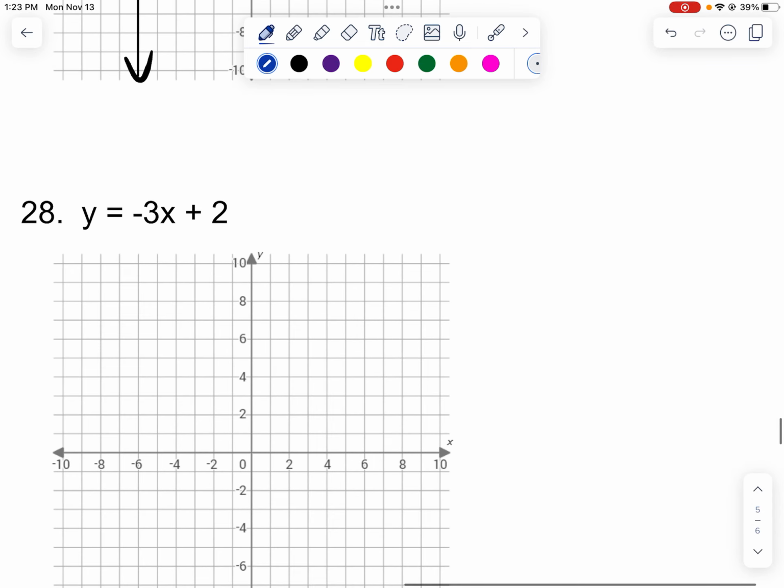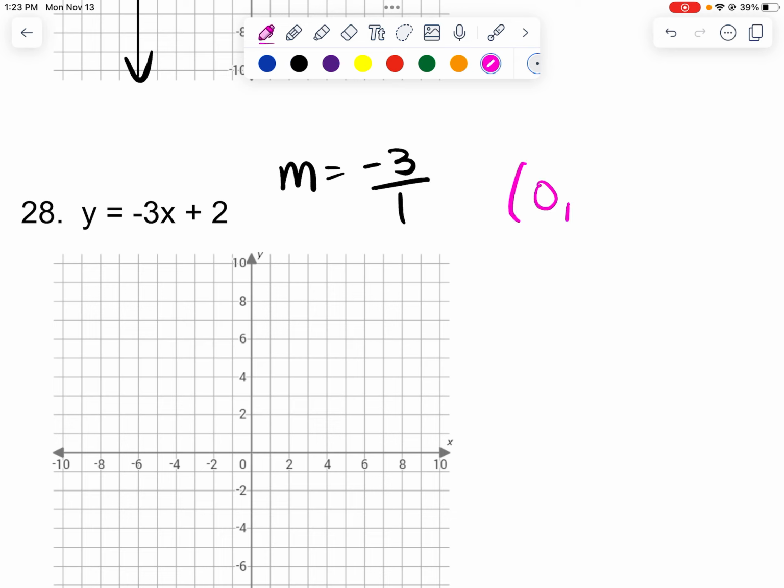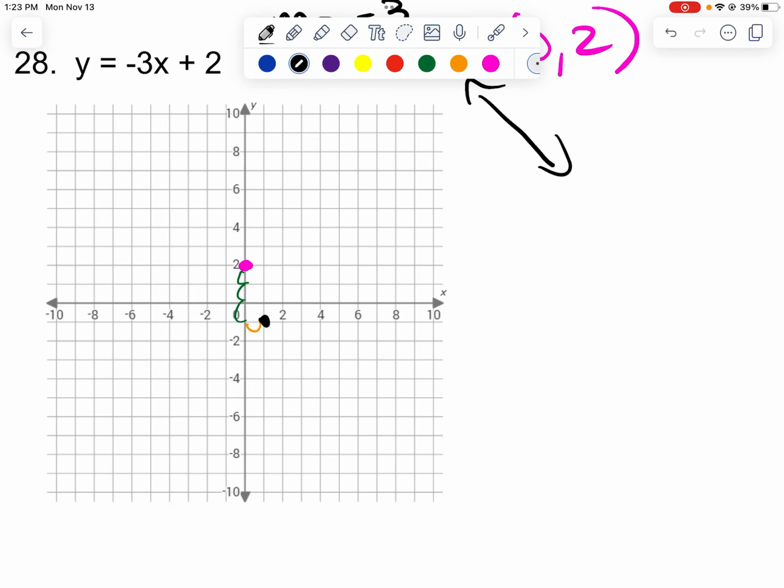This next one, slope is negative 3, but we put it over 1. The y-intercept is the constant, so 0, 2. So I go to 2. Remember, this is going to go downhill. So I'm going to go down 3, 1, 2, 3. I'm going to go over to the right 1 and put a point. Go down 3, over 1, down 3, over 1.